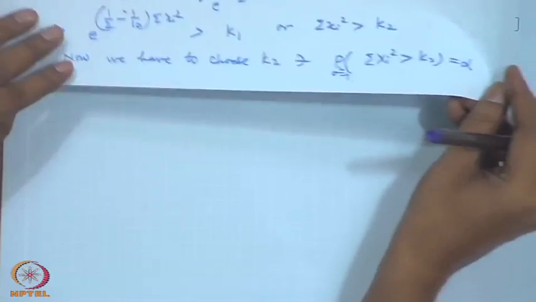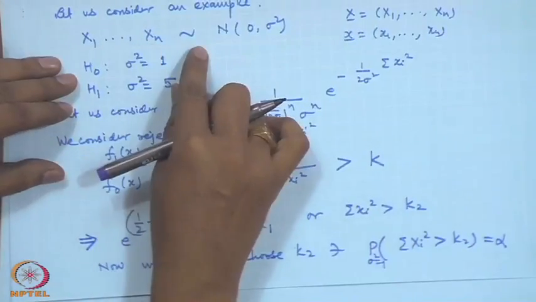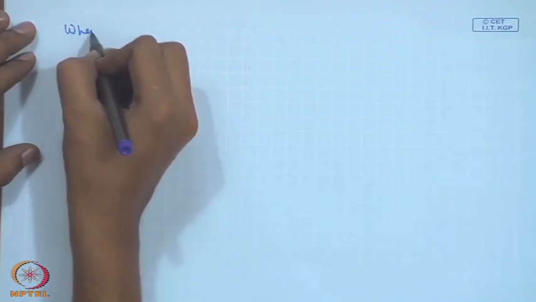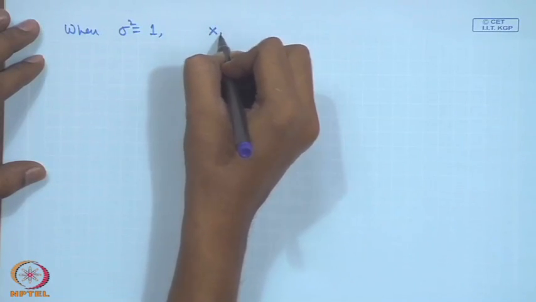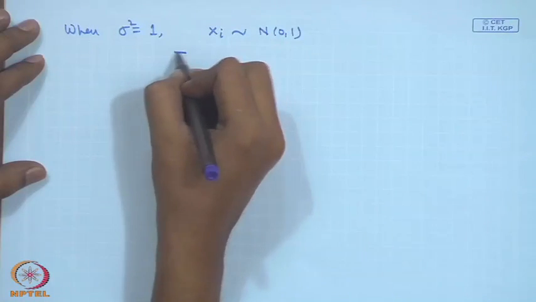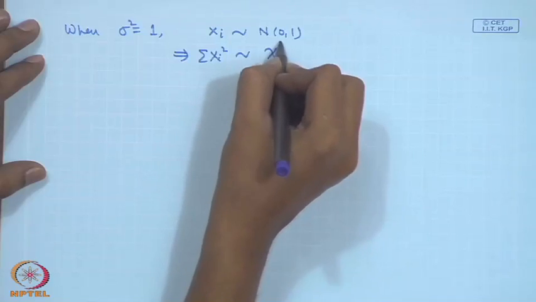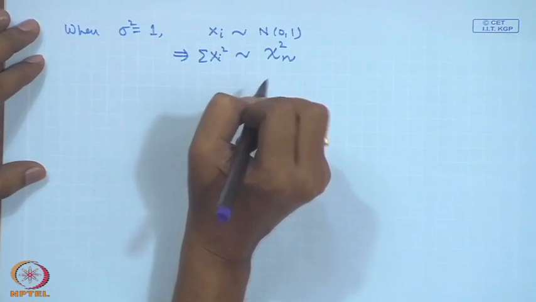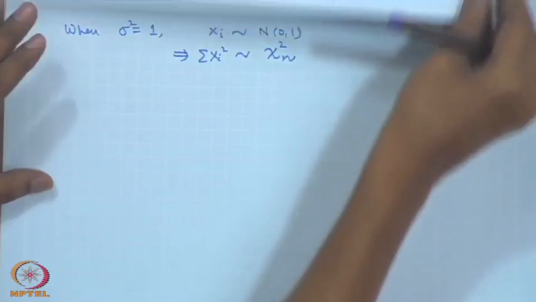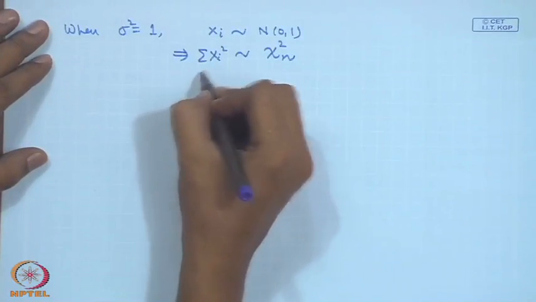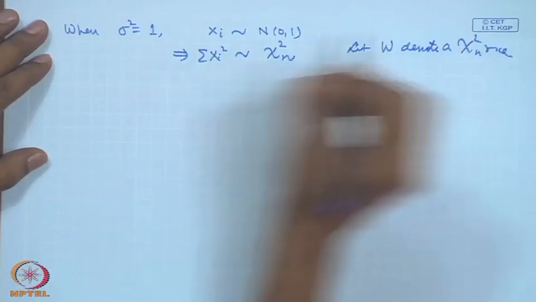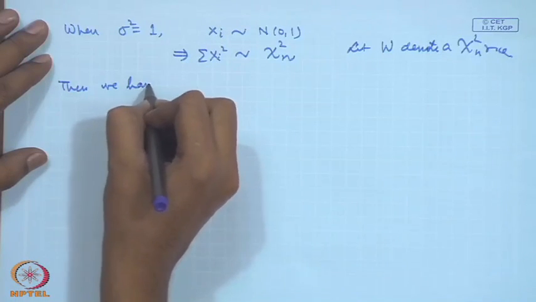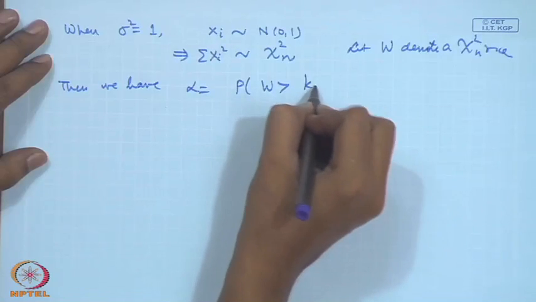You can easily see that when I am sampling from the normal distributions, I can actually calculate the distribution here. Under sigma square equal to 1, x I follows normal 0, 1. This implies that sigma x I square will follow a chi square distribution on n degrees of freedom. Then this statement reduces to the following: let w denote a chi square n random variable, then alpha is equal to probability w greater than k 2.